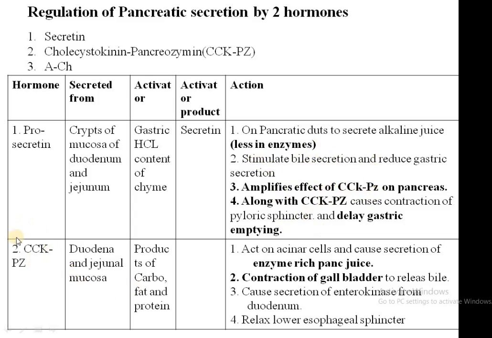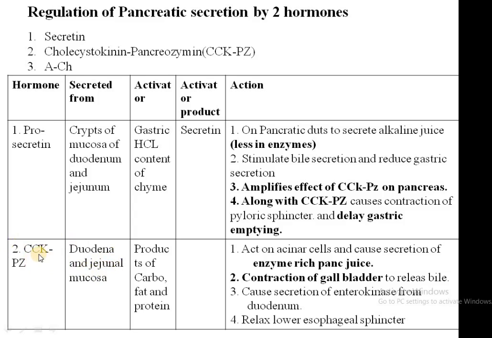The second hormone is cholecystokinin-pancreozymin. This is also released in the duodenum and the jejunal mucosa, and the stimulus for this is the products of carbohydrate, fat and protein. That is, the carbohydrate, fat and protein part of the food is the stimulus for the cholecystokinin-pancreozymin release in the duodenum and jejunum.